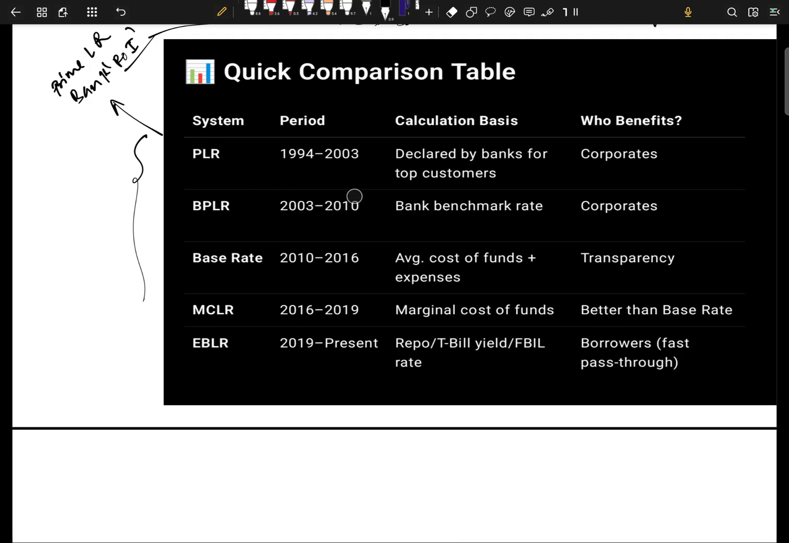And from 2003 to 2010, banks used something called the benchmark prime lending rate. It is the same as the prime lending rate, but banks have to decide and declare their rate of interest beforehand. And even then, the same thing happened. They used to cut down the interest rates for corporates, even though the banks declared the rate of interest beforehand, because they get a lot of money back in the form of interest.